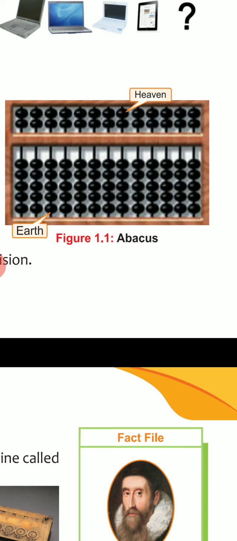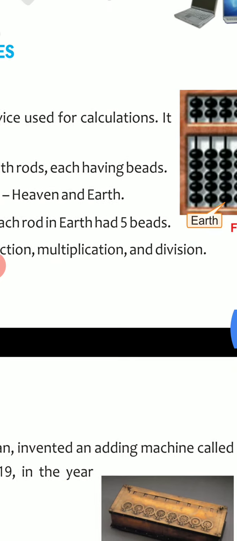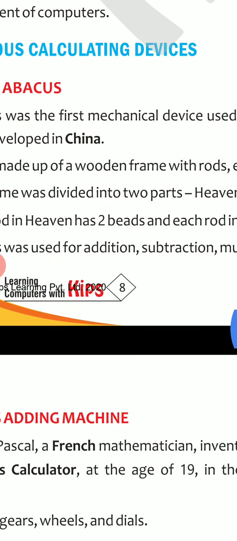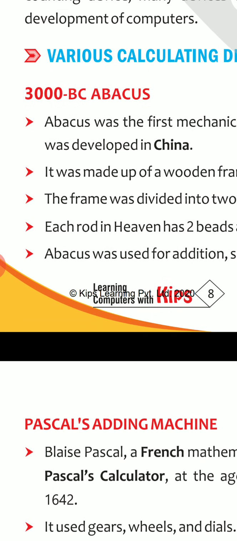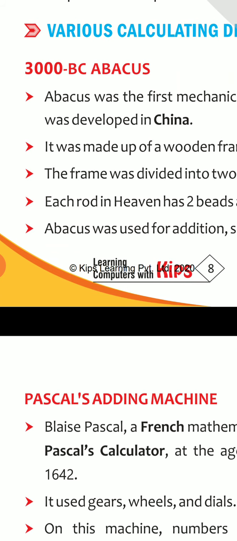So this device was basically used for addition and subtraction, as well as the division and multiplication of simple numbers, with the help of the abacus. This was developed in China, and it worked as a calculating device.